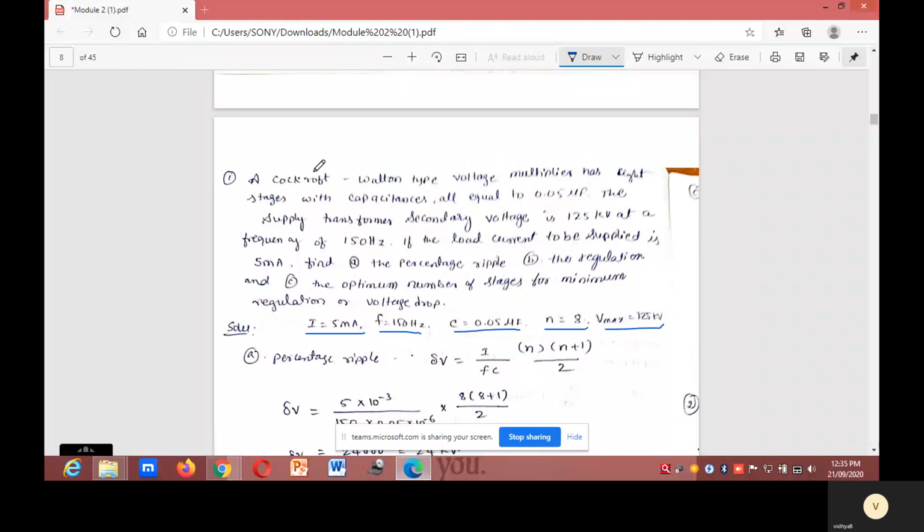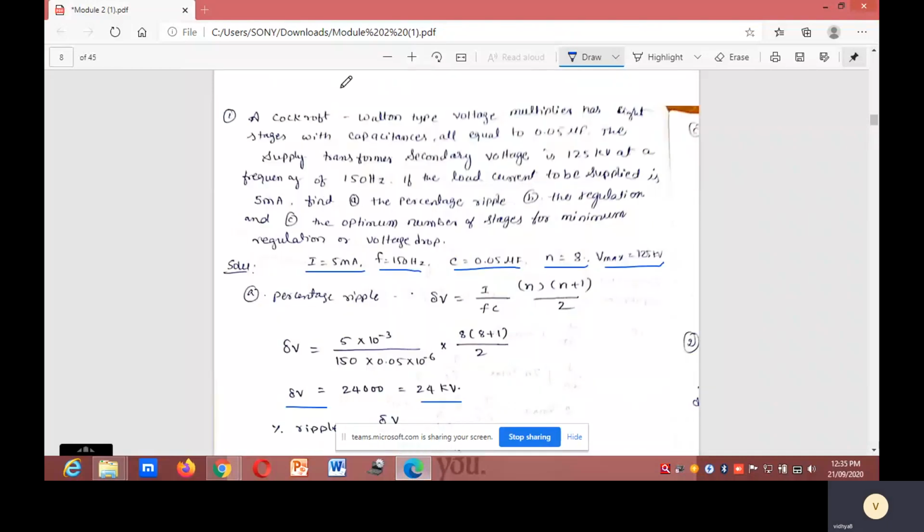Next, we shall go for the problems. A Cockcroft-Walton type voltage multiplier has 8 stages with capacitance all equal to 0.05 microfarad. The supply transformer secondary voltage is 125 kV at a frequency of 150 Hz. If the load current to be supplied is 5 milliamps, find percentage ripple regulation and the optimum number of stages for minimum regulation of voltage drop.